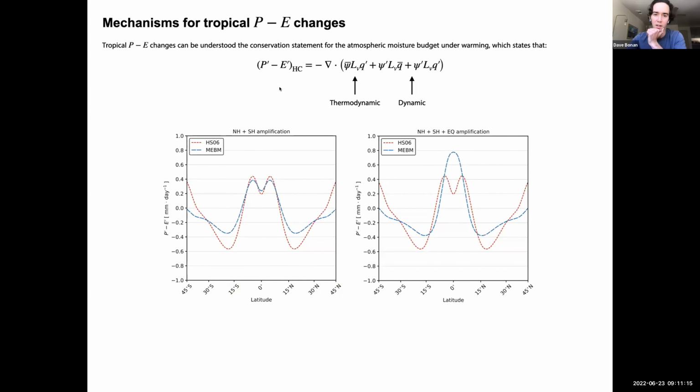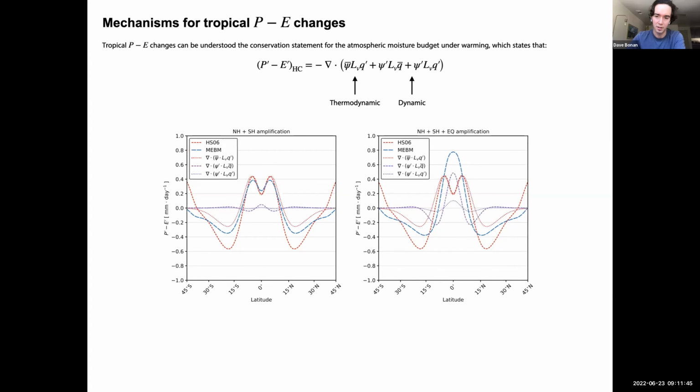You can take a look at the P-E conservation statement for the Hadley cell component of the energy balance model, and you can break this up into a thermodynamic term, which is just the fixed circulation times the change in moisture, or into the dynamic terms, which account for the changes in the circulation. Plotted here on the left is, again, the pattern of feedback where it was spatially uniform, and the Held and Soden and moist energy balance model largely agree. On the right is the pattern where they disagree, where the feedback is much more narrowly peaked.